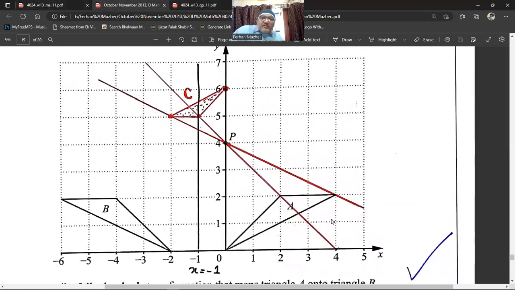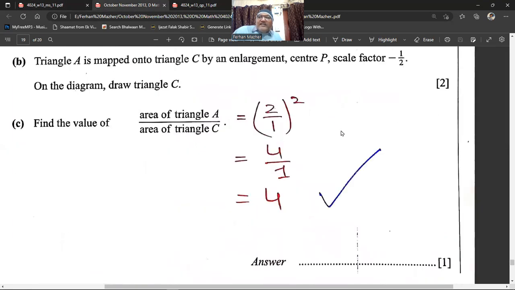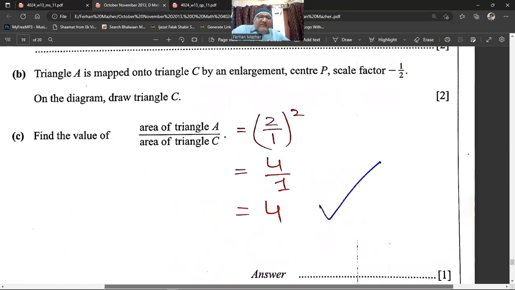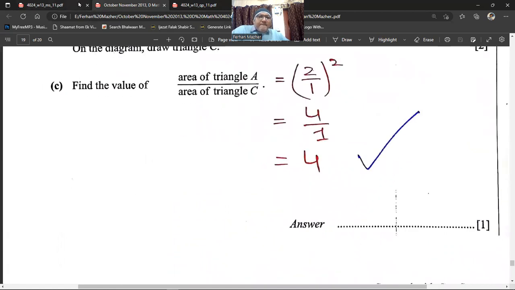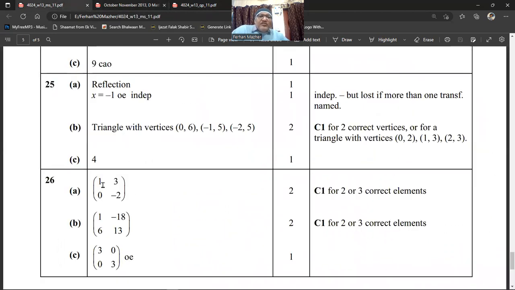I'm taking this side. This is 2. This is 1. So 2 by 1 squared is 4 by 1, and that's 4. So the area of triangle A by the area of triangle C will be 4. The concept is, when you have two similar triangles, the ratio of their areas will be equal to the square of the ratio of their sides. Very simple. 4 is the right answer.